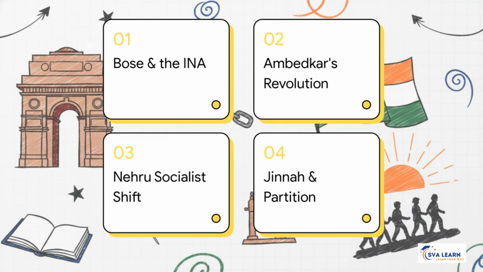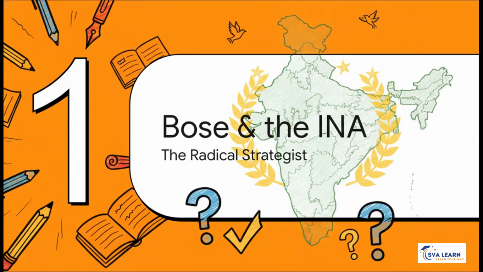Here's our battle plan for your answer sheet today. 1. Bose in the INA. 2. Ambedkar's social revolution. 3. Nehru's socialist shift. And 4. Jinnah and the partition. All right, let's dive right in. Starting off with Section 1, Bose and the INA, the radical strategist.